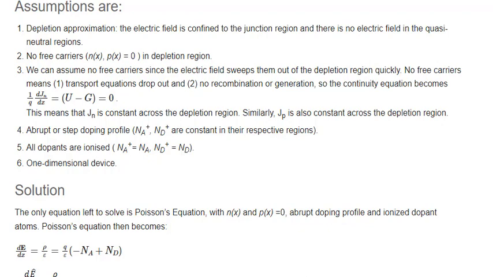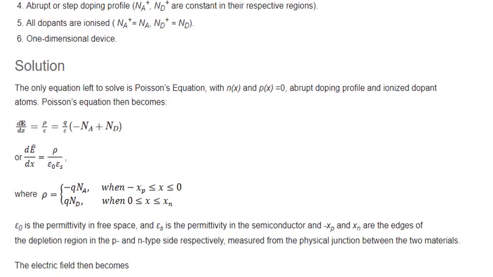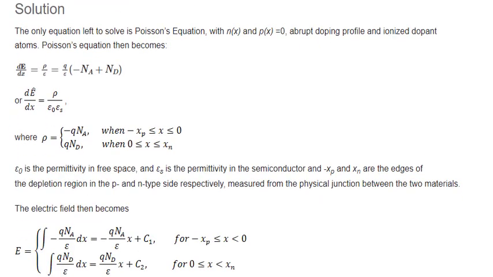Abrupt or step doping profile: Na+ and Nd+ are constant in their respective regions. All dopants are ionized: Na+ equals Na, Nd+ equals Nd. One-dimensional device. Solution: the only equation left to solve is Poisson's equation, with n(x) and p(x) equal to 0, an abrupt doping profile and ionized dopant atoms.